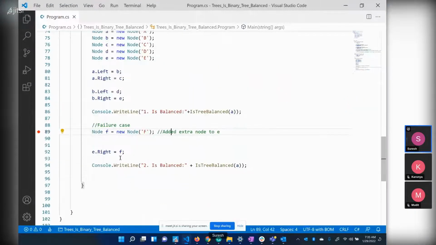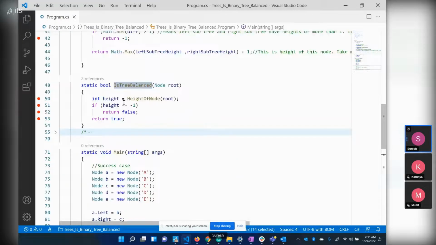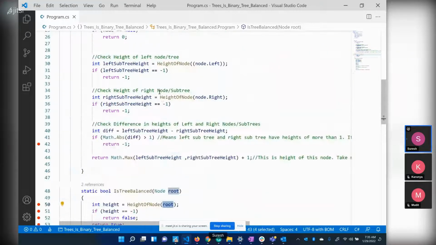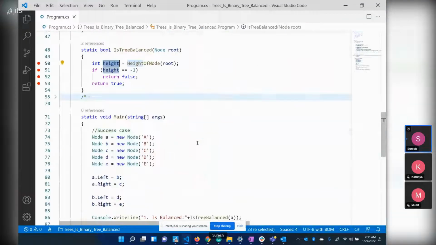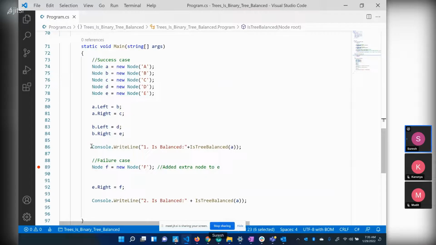So in this situation, what will happen if you run our algorithm, right? Our algorithm is this one. The first condition is balanced. What will happen is we are calculating the height of the root. In order to get the height of the root, we will do it in a recursive way here, right? If the height is -1 at any point of time, then we are saying it is not balanced.